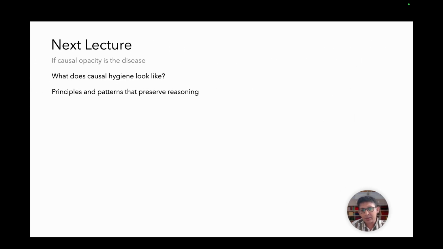Now, in the next lecture, we'll talk about what causal hygiene looks like, if causal opacity is the disease. What principles and patterns preserve the ability to reason? We'll examine architecture through this lens and discover that every enduring design pattern is fundamentally an attempt to clarify and contain causality.